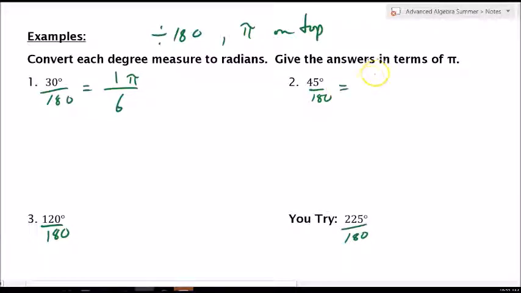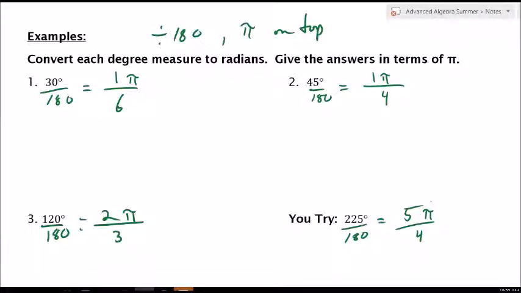If I do 45 divided by 180, I'll get 1 over 4, pi goes on top. 120 divided by 180, GeoGebra gives us 2 over 3, pi goes on top. And 225 divided by 180, we get 5 over 4, and pi goes on top. So again, that's definitely a formula I'd write down, the divide by 180, pi on top, when going from degrees to radians.